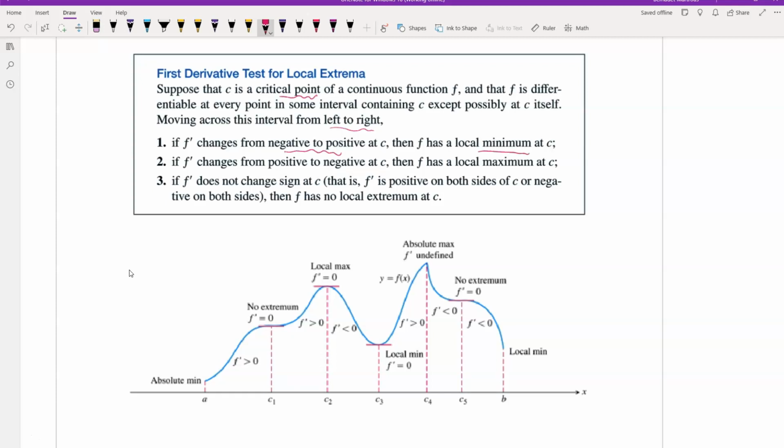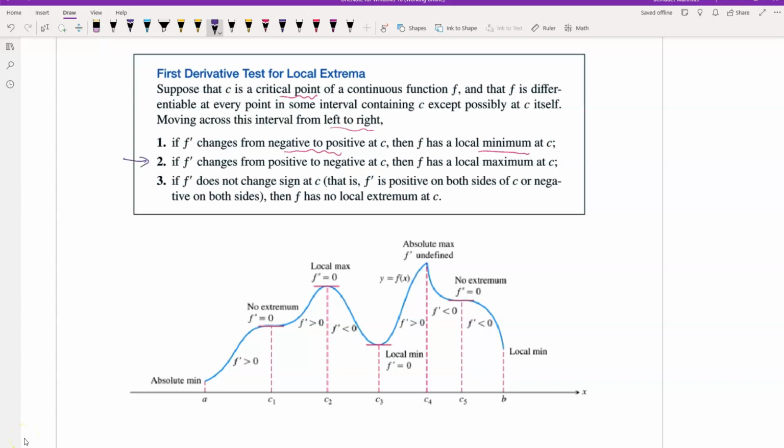So what we have here, f prime is less than 0, that means negative, and that changes to what we have here on the right side. This f prime is greater than 0, so that is positive. So changing from negative to positive, that means on this part we have a local minimum, and here f prime is equal to 0.